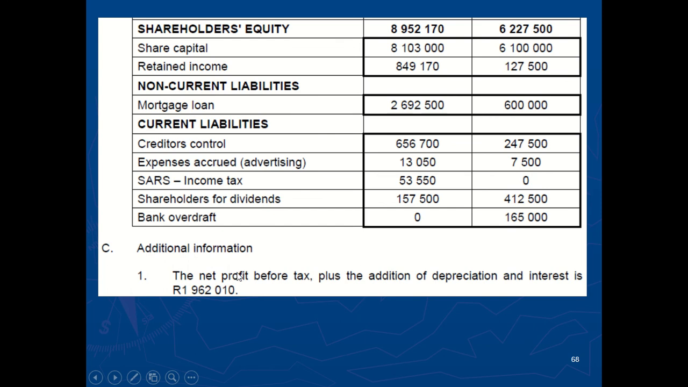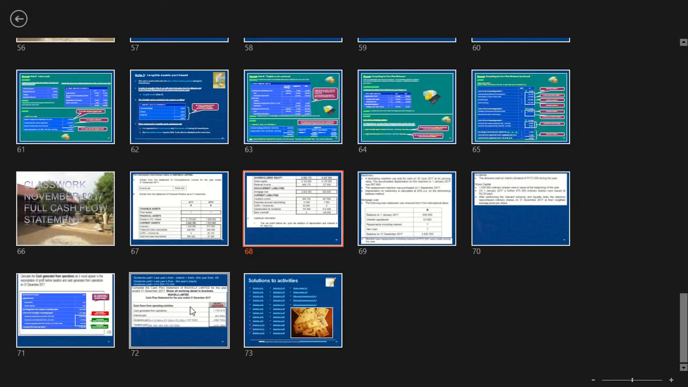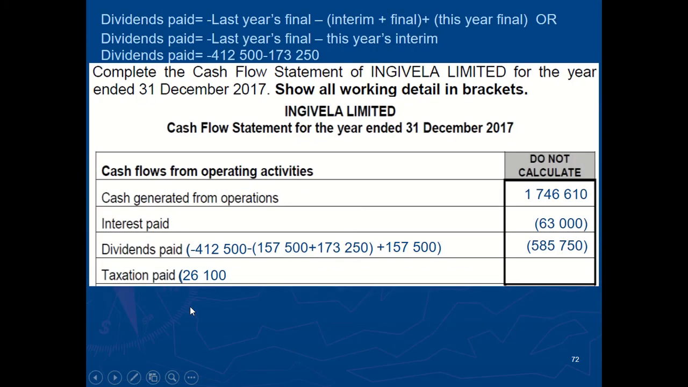I'm going to jump back to the solution. So in this case, for taxation paid, you have 26,100. You're going to subtract the amount that comes from the income statement, which is 494,830, and then you're going to add that 53,550, and then it will give you your taxation paid, which is 415,180. Almost all of you guys that submitted got it right. You basically all got them right.